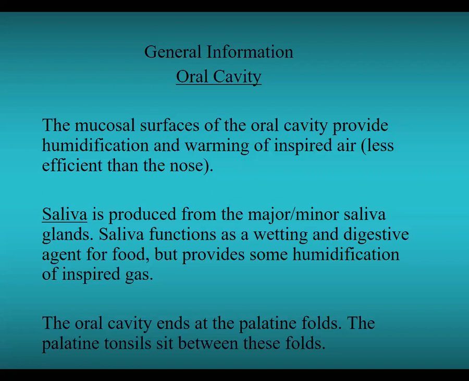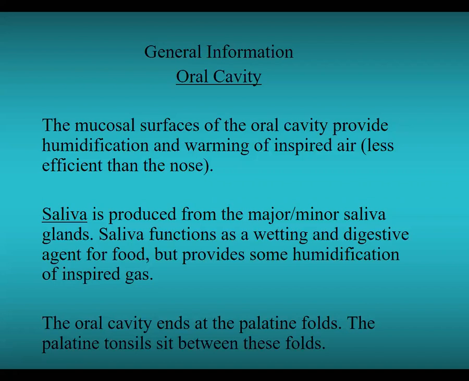Saliva, which we know is in the oral cavity, is produced from major and minor salivary glands. Okay, so these saliva glands function as wetting and digestive agent for the food. It helps to break it down, but provides humidification of inspired gas. So it does humidify, helps warm some things, but not to the degree of what the nose has been intended to do.